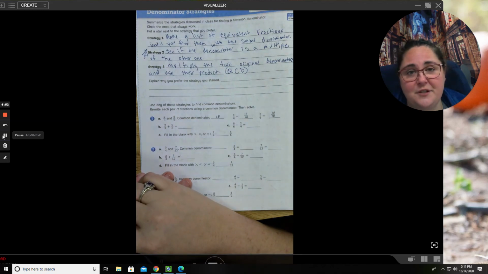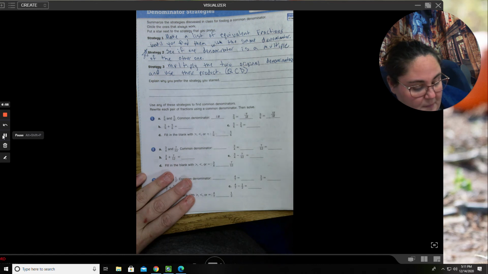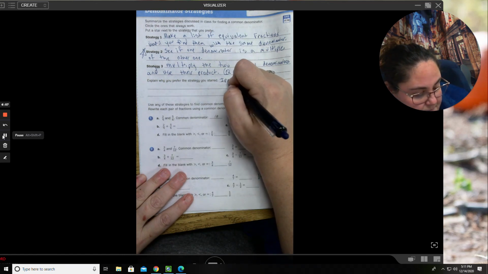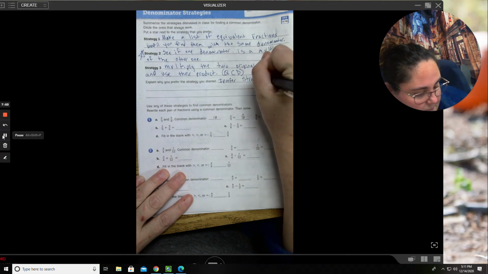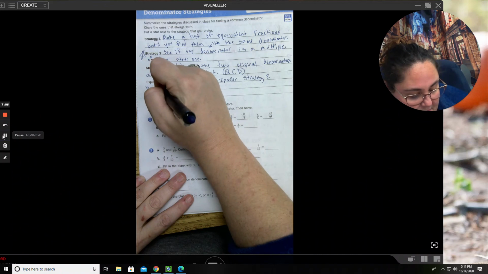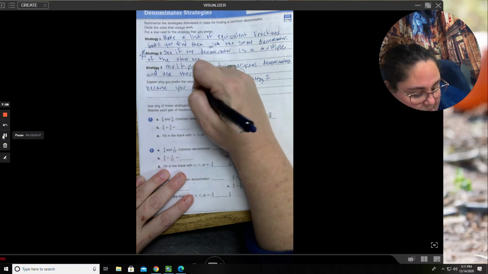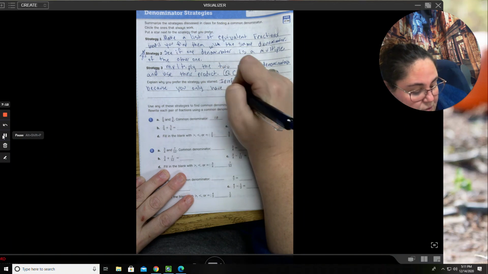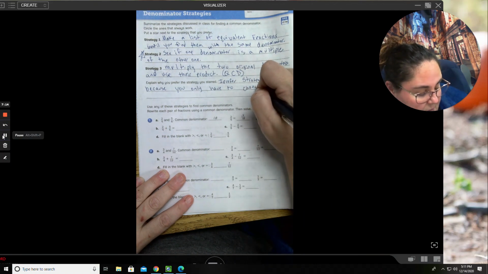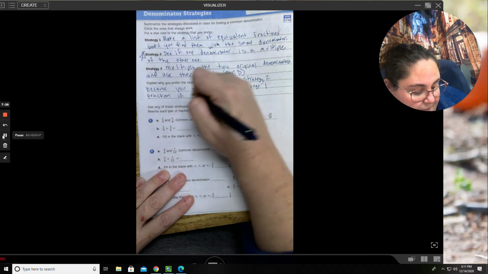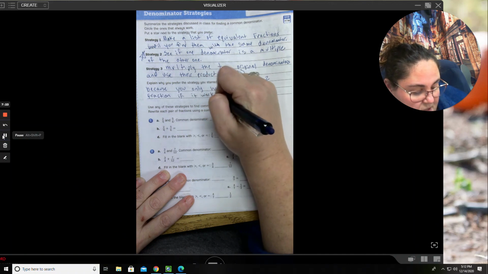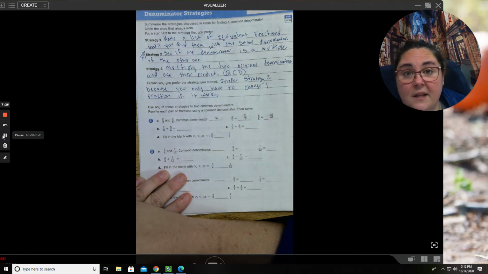I'd rather change one fraction, not 2 fractions. So for me, I prefer strategy 2 because you only have to change one fraction if it works. So again, as long as one goes into the other one equally, then that's the only fraction you need to rename. You don't have to rename both.